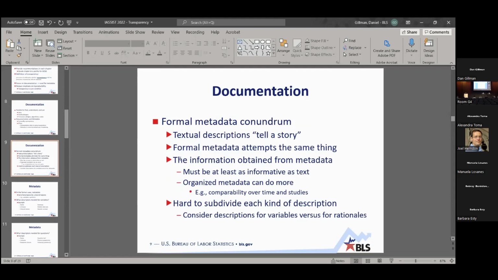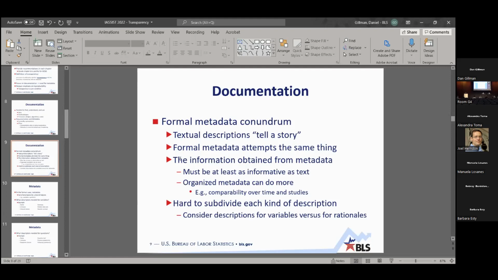So metadata has a little bit of a problem, and that's because if we just have textual descriptions, in a way they tell a story of whatever it is that's being described. And formal metadata attempts to do the same thing. There's information obtained from metadata, and it should be at least as informative as a textual description, but metadata can do more. And so you can easily show comparability and changes over time and across studies and surveys. But it's hard to subdivide each kind of description.